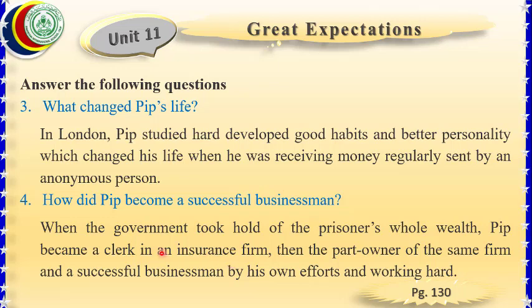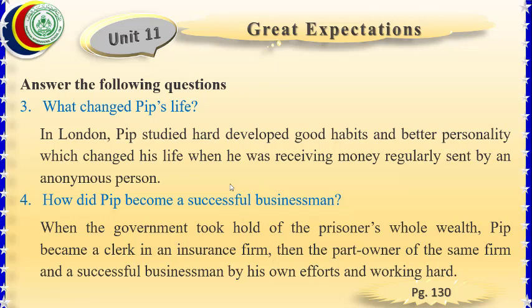This is the second change in his behavior. In your answer of question 3, what changed Pip's life, you can mention any one of these two changes. What is the first change? The first change in his life takes place when he starts getting money from the prisoner regularly. The second change takes place in his life when he comes to know that the prisoner's wealth is taken by the government and he will get nothing from the prisoner's wealth. These are the two main changes. You can mention any one of these two in your answer.